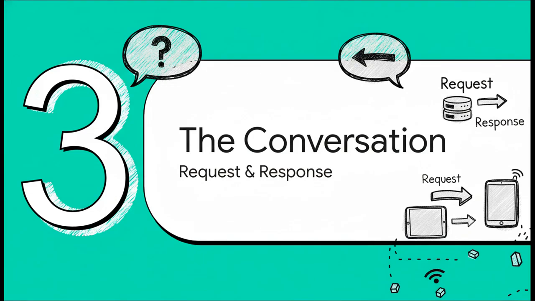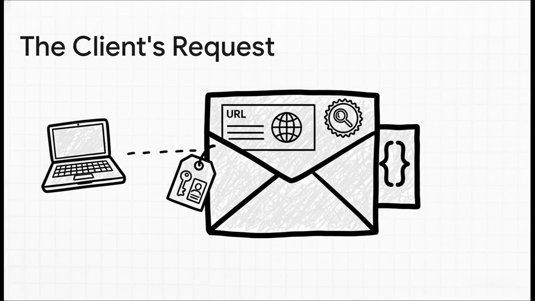Every interaction, and I mean every single one, is split into two parts: the request and the response. First, the client sends a request. This little package is made up of a few key things. You've got the method, like GET, and the URL, our endpoint. It also includes headers, which are kind of like little sticky notes with extra info, like an authentication token. That's our digital ID badge.